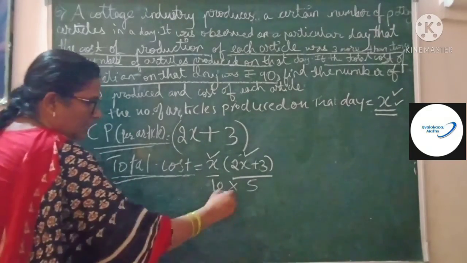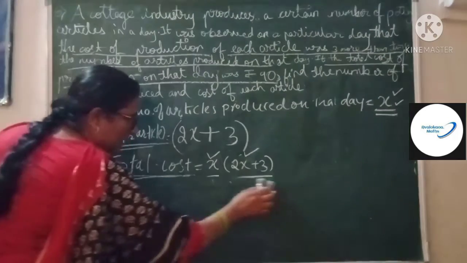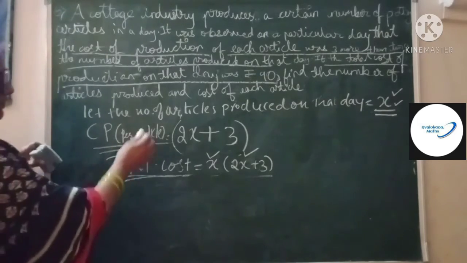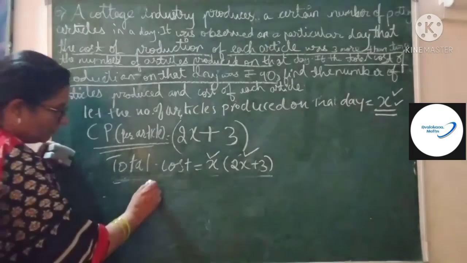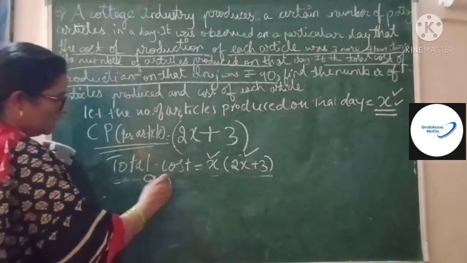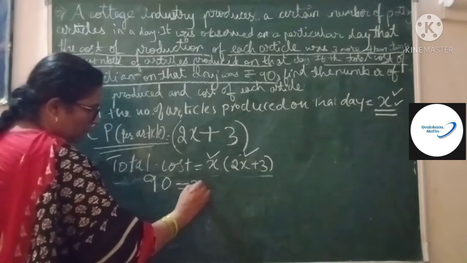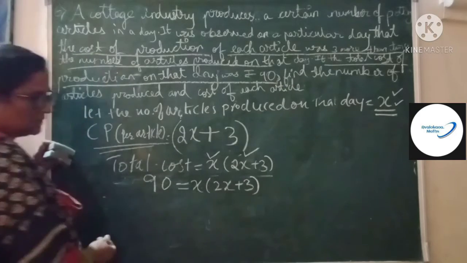So how much have you paid here? 10 fives are 50 rupees you have paid for that. In the same way, they have spent on the cost of whatever articles they have produced, that is x articles. For that, the expenditure, the money, was how much? It is 90 rupees. It is the same with x into 2x plus 3. Hope you people understood this one.